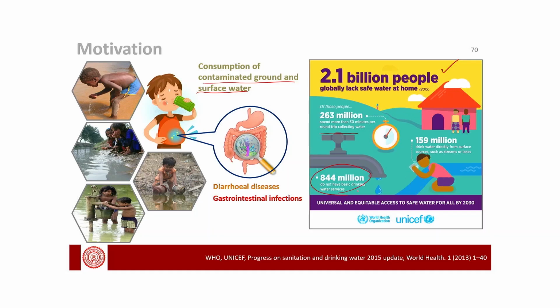844 million people do not have access to safe basic drinking water, and 159 million people drink directly from surface water. With these facts in mind, we thought we should develop a cheap water filtration mechanism, particularly for rural people.